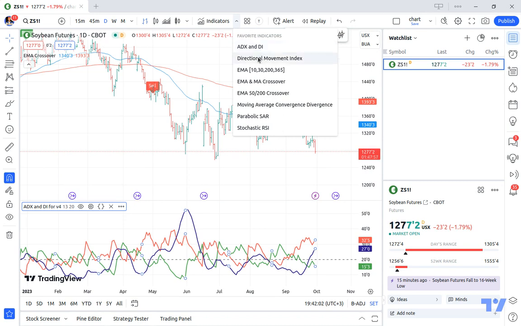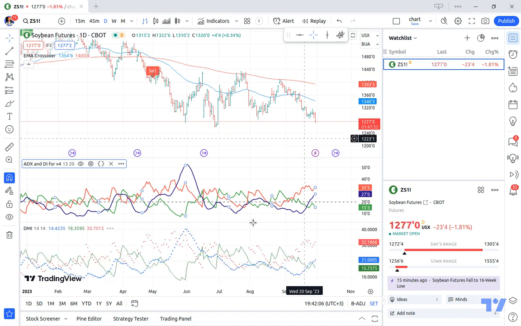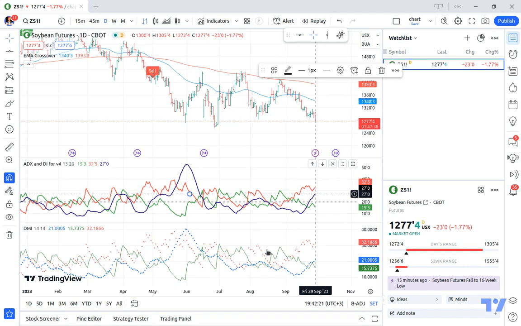All right, and then the final one I would use is this one here, which is the directional moving index. As you can see, it's above the 30 level, which is my favorite level. If you look at the ADX, it is this blue line, by the way. If you look at it right there, that's a very good key level, and it shows that this commodity is in a downtrend.